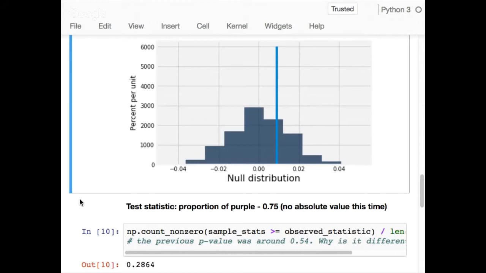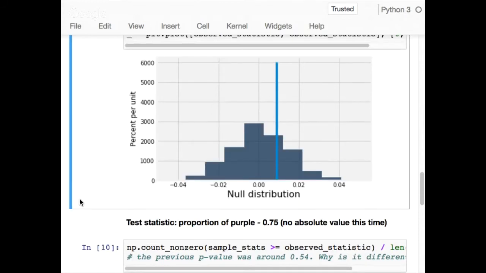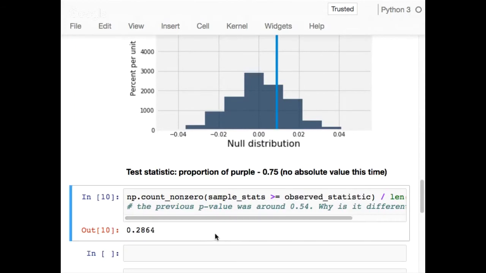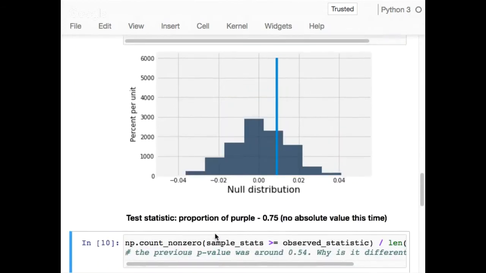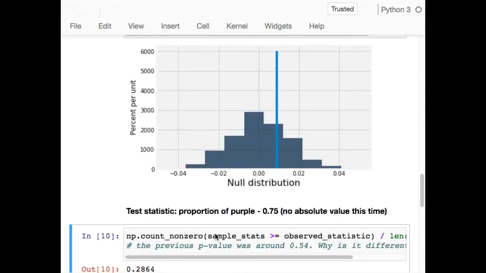Okay, so what happens if I remove the absolute value? My distribution changes, and my p-value changes too. Why did that happen? Any opinions? Let's try to get one more person. Anyone have any guesses? Take a guess. It's okay to guess. Being wrong is how you learn.